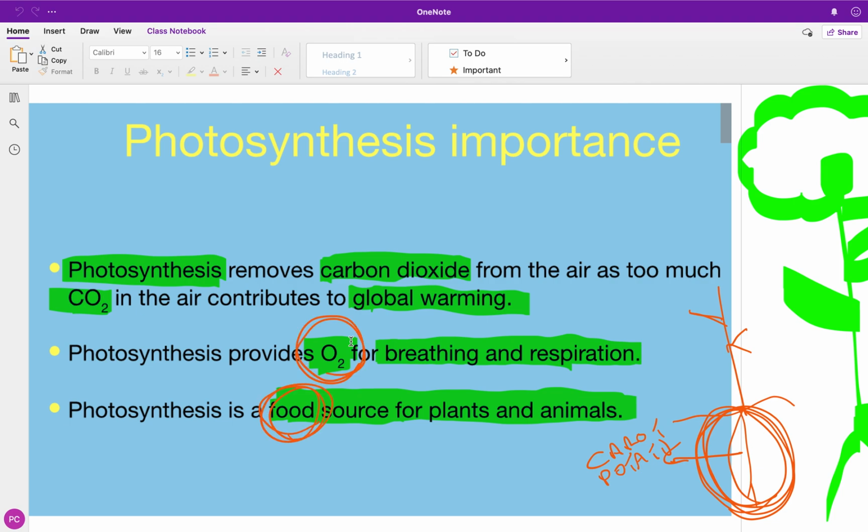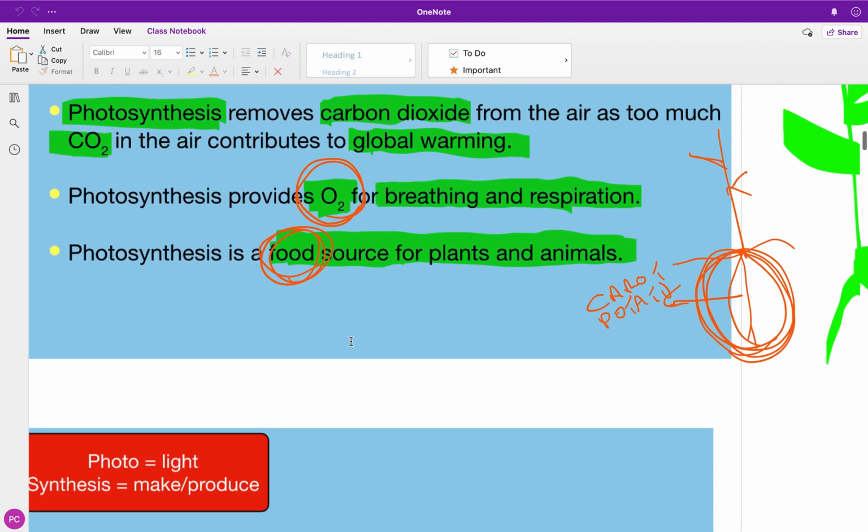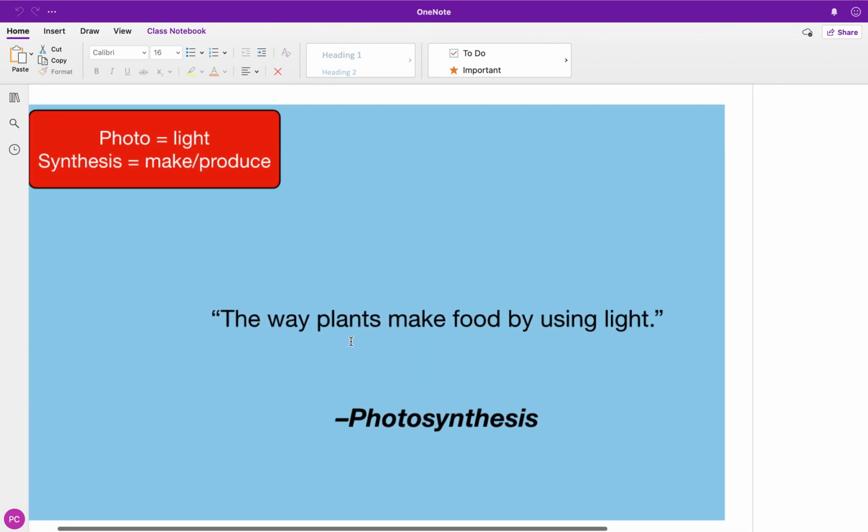You might think, well, I'm a meat eater, I only eat steak, so I don't really care about the plants, because I can have steak and eggs and I'll be happy out. Well, if you go down the line, okay, the plants can't photosynthesize, they don't survive. But then what's the cow going to eat? So photosynthesis is massively important for all life on Earth. Extremely important. Okay, the definition is: photosynthesis is the way plants make food using light.